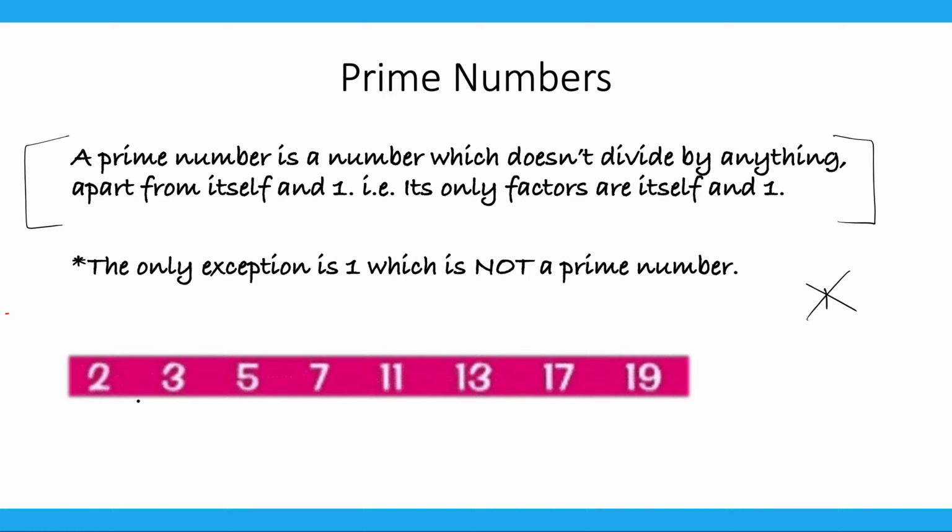The only thing I'm going to talk about here is 2. 2 is a very special prime number because it's the only even prime number that there is. Because every other even number goes into the 2 times table itself except 2. 2 is an even number. It goes into the 2 times table and 1. It's only divisible by itself and 1.